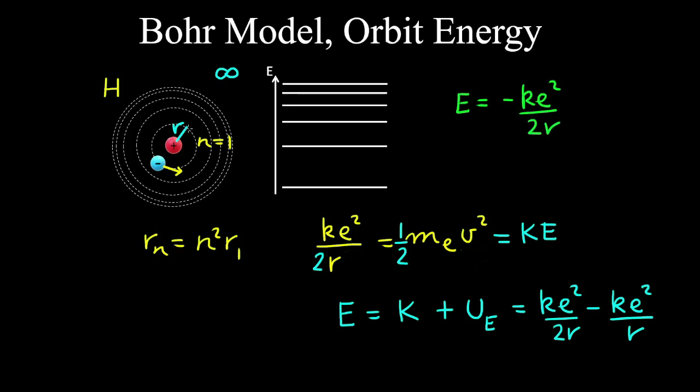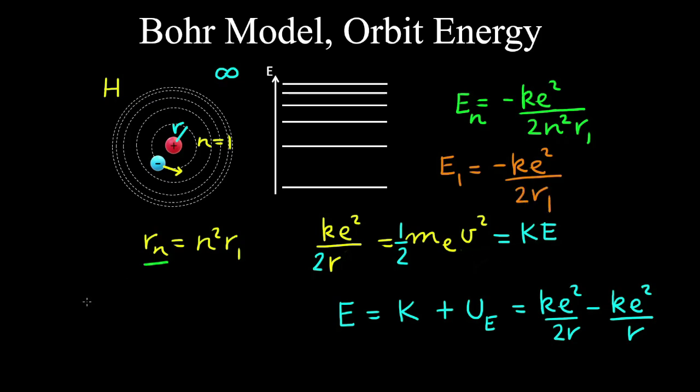So recall that energy is quantized in the Bohr model, and as we found, the energy of an orbit n is equal to minus Ke squared on 2Rn, and if we substitute for Rn, we get n squared by the radius of the first orbit. And if we substitute n equals 1, we get the energy of the first orbit is minus ke squared on 2r1.